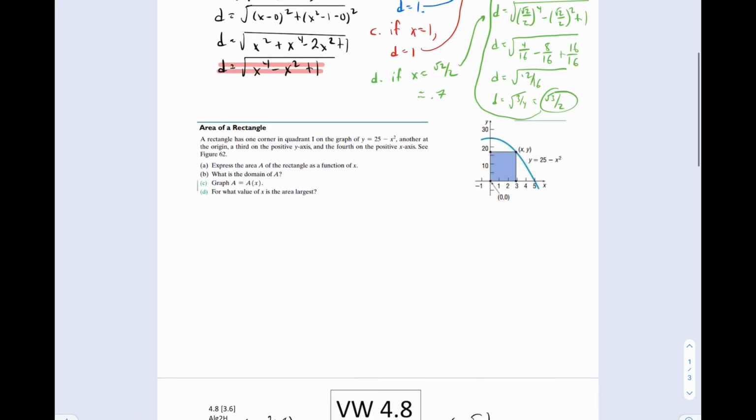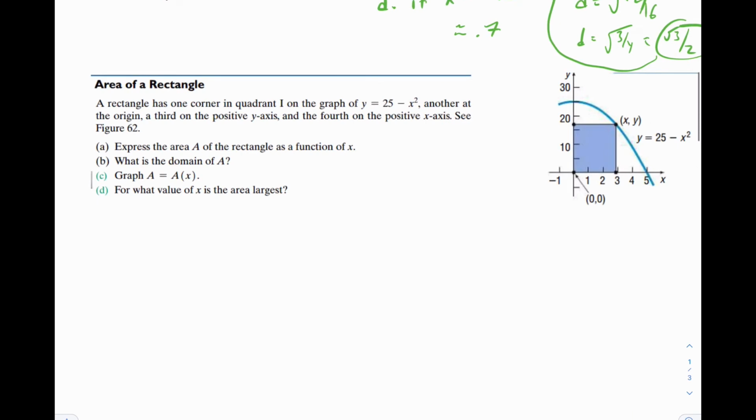Now let's go to the calc example. So get your calculator ready. A rectangle has one corner in quadrant 1 on the graph given, another at the origin. So this point at the origin is going to be fixed.